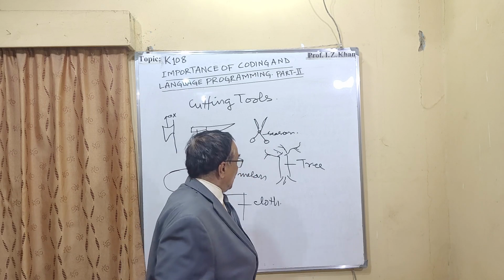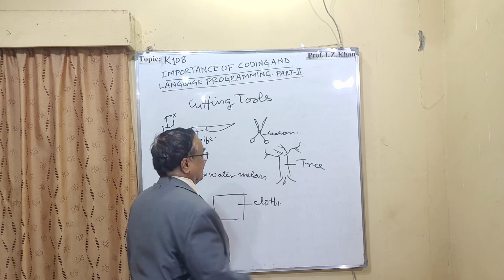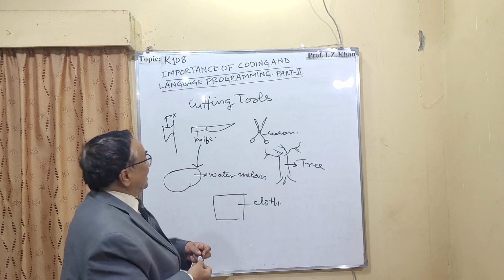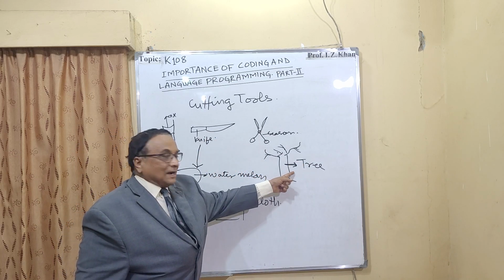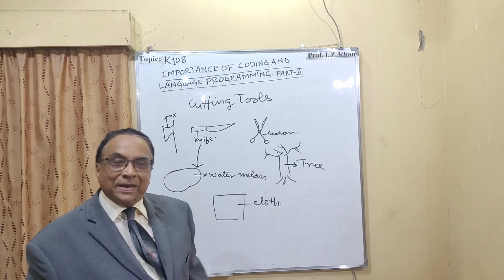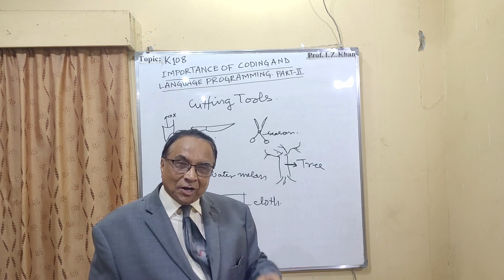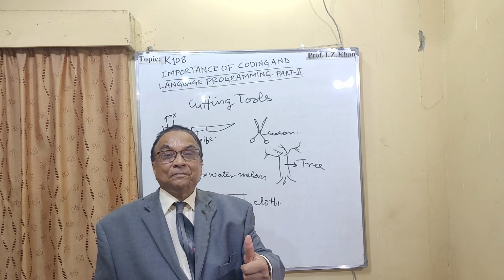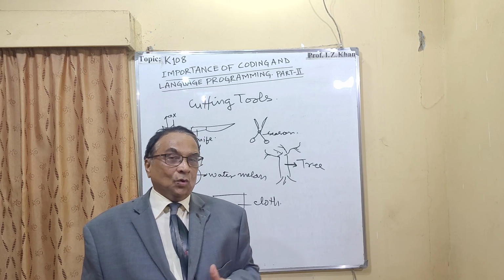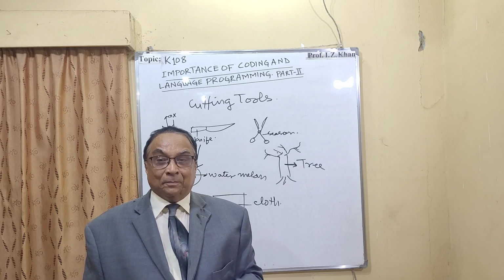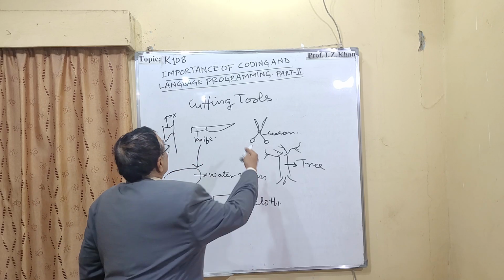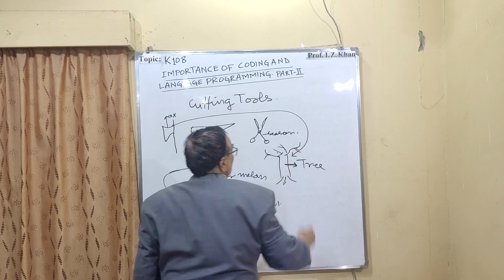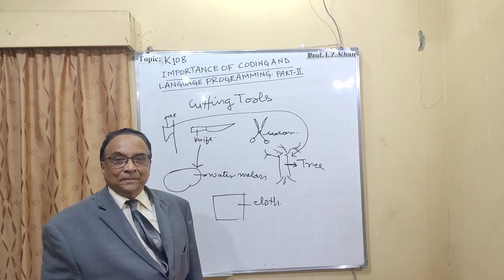Then suppose you are going to cut the tree. If you bring a knife, can it cut the big tree? No. If you bring a scissor, can the scissor cut? No. Here, the best cutting tool to cut the big tree is the axe. So this one is applicable to cut the big tree.